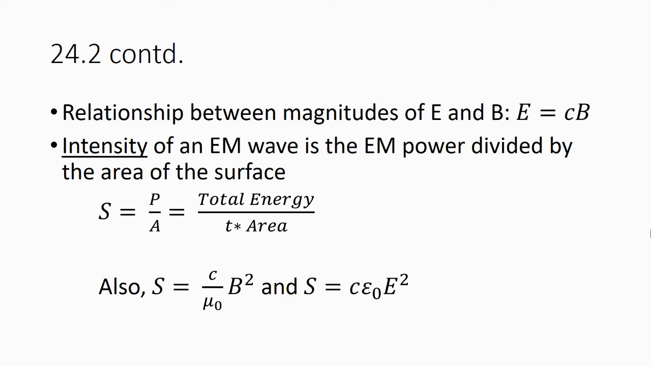The intensity of an electromagnetic wave, the symbol for that is capital S, and that is equal to the total power of that wave divided by the surface area, which is essentially then energy divided by time times area. The little equations at the bottom here, I don't recall using them very frequently for AP Physics 2, but they are available. Maybe we'll use them in an example this week.